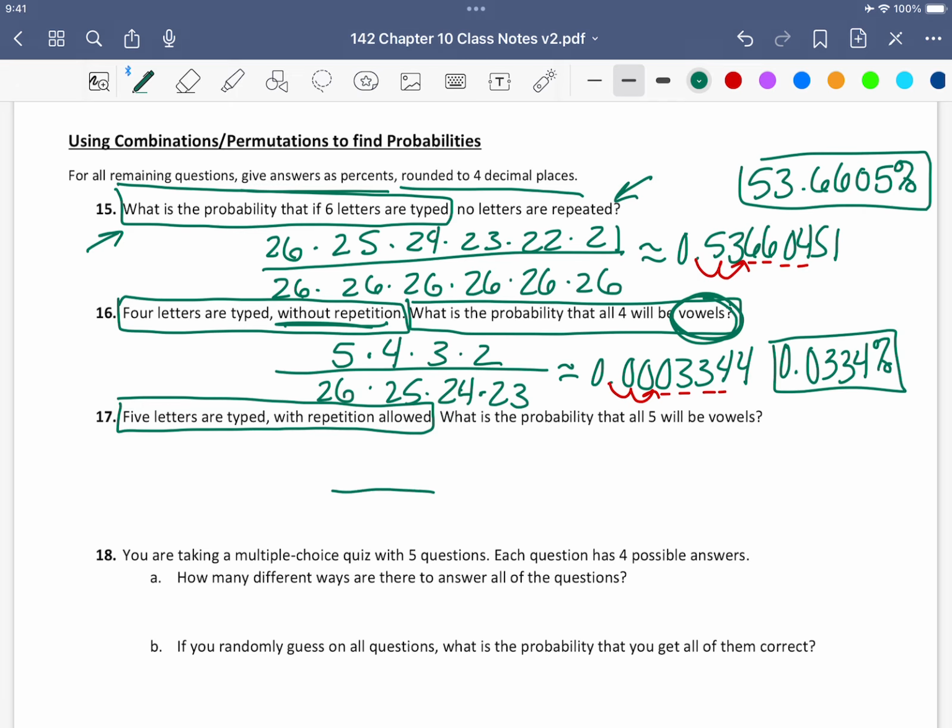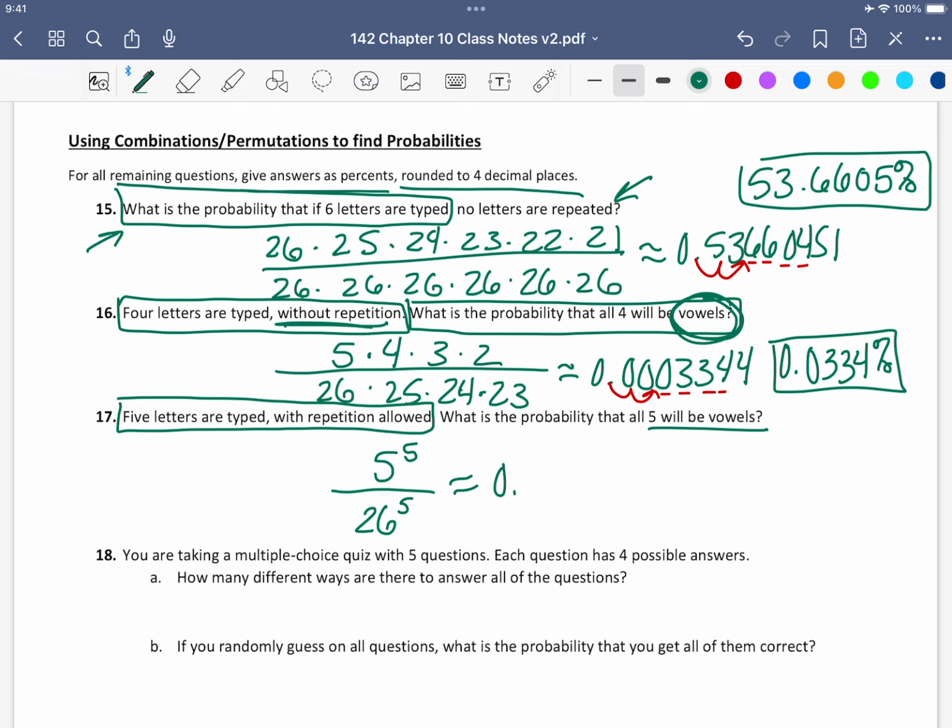So if repetition is allowed, then we know that we have all 26 letters available to us for each of the 5 letters we're going to type. So 26 to the 5th, and then in the numerator, same thing, 5 letters will all be vowels. There are 5 vowels. It could be A, right? Repetition is allowed. So we have all 5 vowels available to us for all 5 letters that we choose. So we have 5 to the 5th divided by 26 to the 5th.